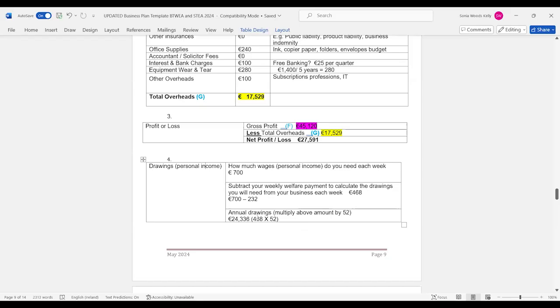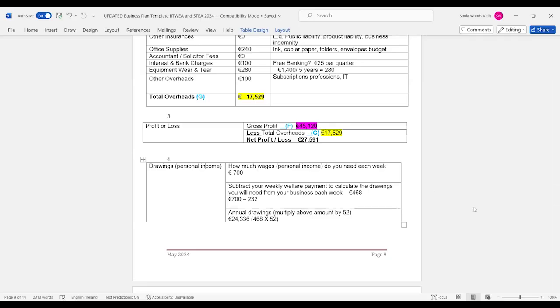So this information here is really telling when it comes to the financial viability of your business plan. So just to conclude, in this example here, my projected profit is 27,591. The money I expect or hope to get out of the business is 24,336. So this is viable financially, and the rest of my profit can be plowed back into my business to help it grow further.